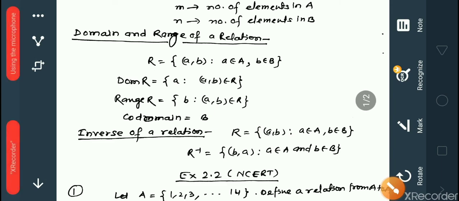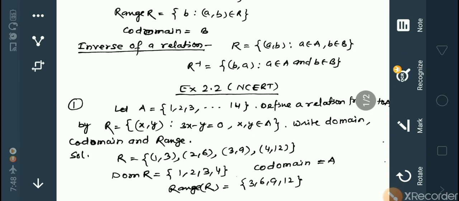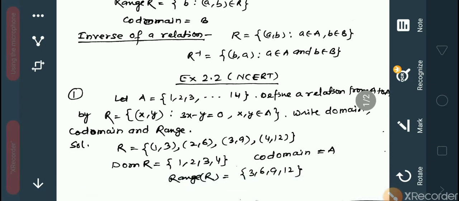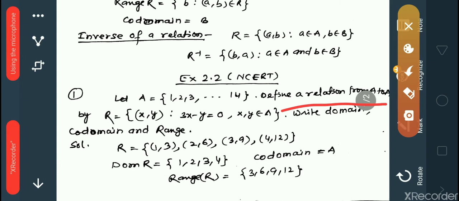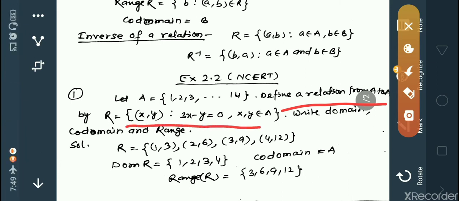Now students, we shall attempt certain problems of your NCERT book, chapter 2.2. The first problem is: there is a set A equal to {1, 2, 3, ..., 14}. Then we have to define a relation from A to A. Okay, here B is A actually. The relation is a condition which is given here: R = {(x, y) such that 3x minus y is equal to 0, for all x, y belonging to capital A}. Now write the domain, codomain and range.